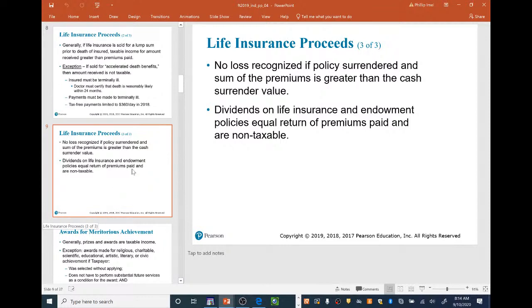No loss is recognized if a policy is surrendered and the sum of the premiums is greater than the cash surrender value. Dividends earned on life insurance policies are non-taxable to the extent they are equal to or less than the premiums paid. Interest paid on dividends left with the insurance company is going to be taxable.